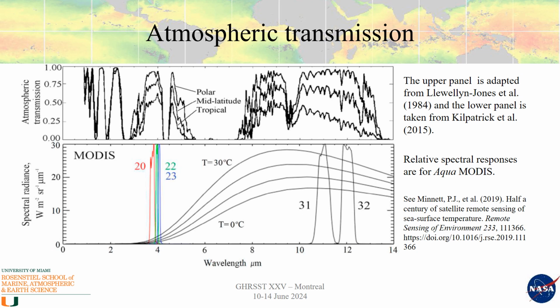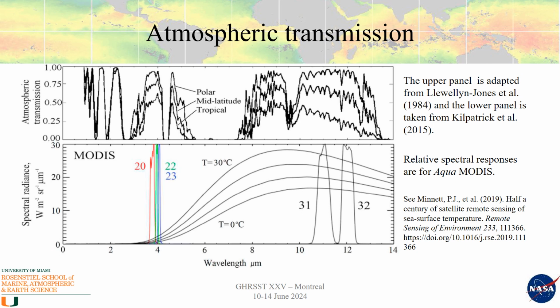In green and blue, we see the relative spectral response functions for the very narrow bands in the mid-infrared transmission window. Looking at the spectra above, we see that the variations at these wavelengths, going from the poles to the tropics, is much smaller than at bands 31 and 32. Thus, the variability in the signal caused by atmospheric variations is much smaller at 22 and 23.